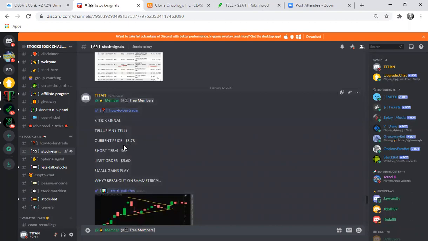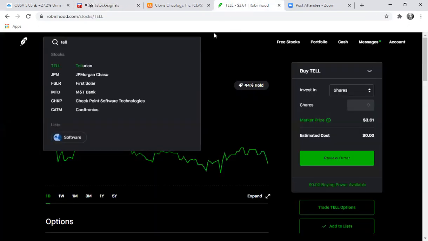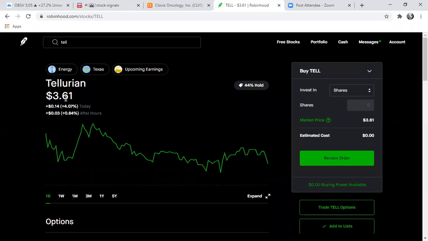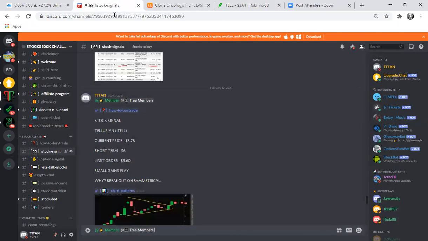Then there's the current price. That's the price it was at when I put the signal out, when I put the alert out to your phone. That is the price it was at on the day I put it out. So this was put out February 17th. The price then was $3.78, and it is now at $3.61.